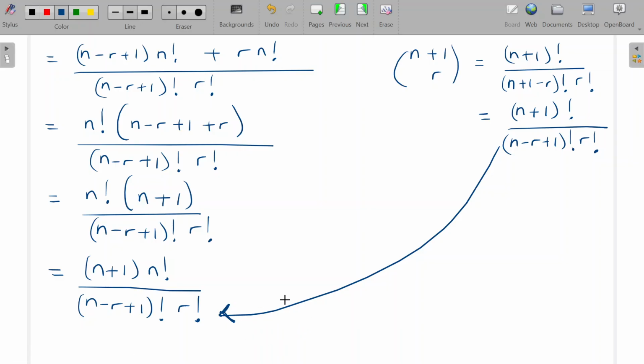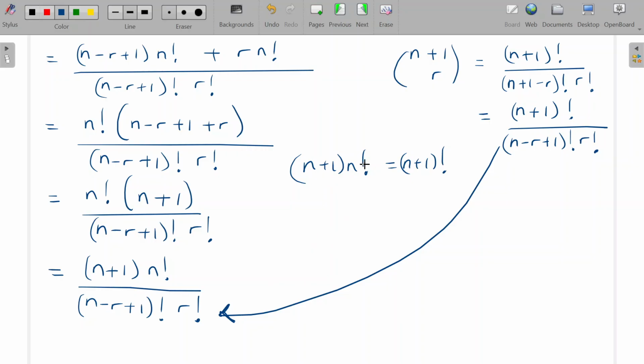Yes. So if at the bottom they are the same, now check the ones on top. If I have n plus 1 times n factorial, isn't it just the same if I was to write it like this? It's just the same, right?